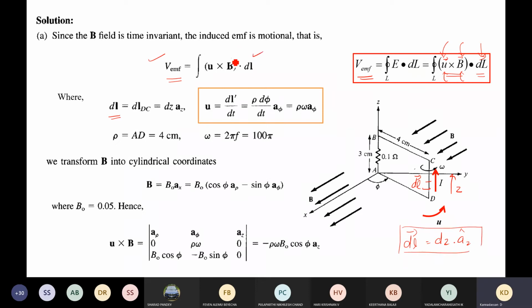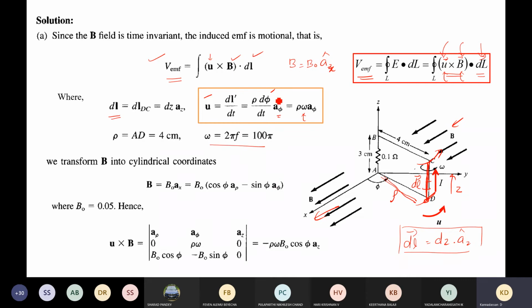So we got the dl vector, and the B vector is already known: B is B naught ax, along the x direction. Now we need the u vector, which comes from the angular velocity. This particular line moves along this direction at a distance of rho, and this point moves along the phi direction with respect to time. So we can say u is rho d phi by dt into the a phi vector. Rho is known, and d phi by dt is the angular velocity, omega. Omega expands as 2 pi f, f is 50 hertz, which is given, so omega is 100 pi.